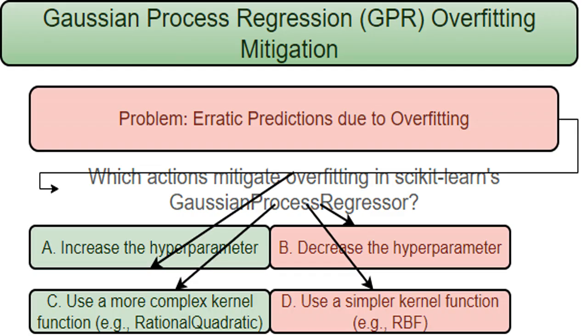This is the quiz question, asking you to figure out what steps we can take to reduce overfitting in scikit-learn's Gaussian process regressor GPR. We're looking for solutions that will make our model less sensitive to minor input changes and more focused on the general trend in the data. Let's find the right answers.